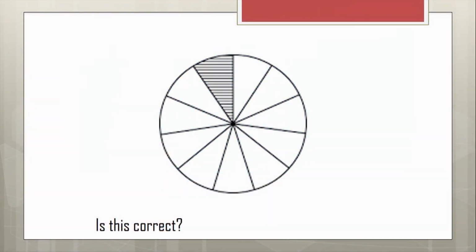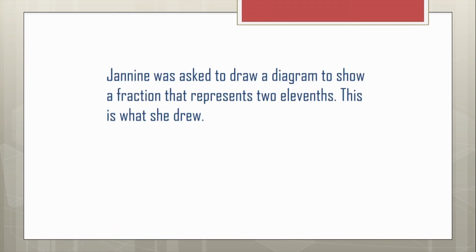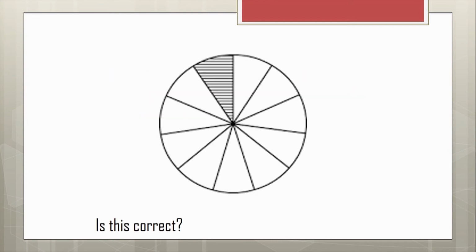Now, what part was Janine supposed to shade? Let's check that again. Janine was supposed to draw a fraction to represent 2/11ths. But how many parts are shaded there? Only one. Is that correct? No, that's not correct. Let me show you.